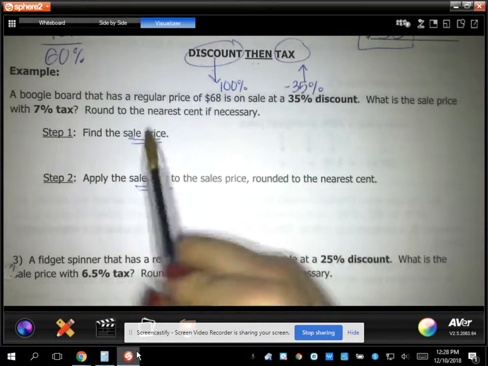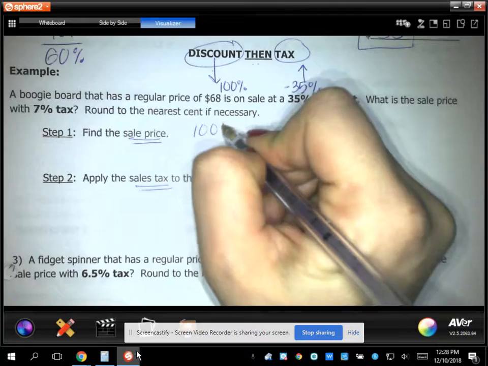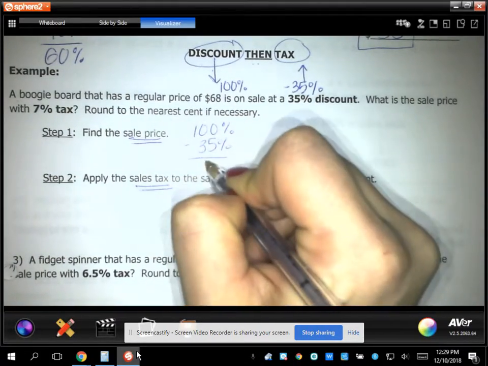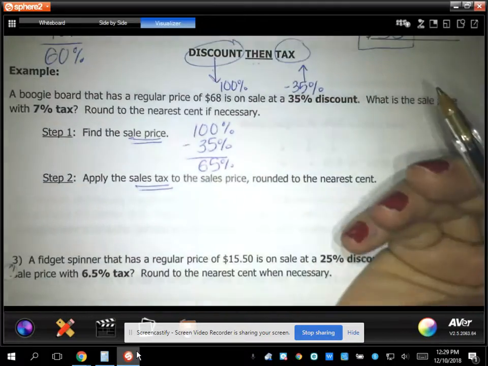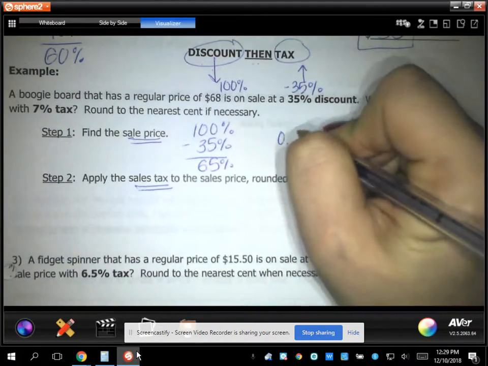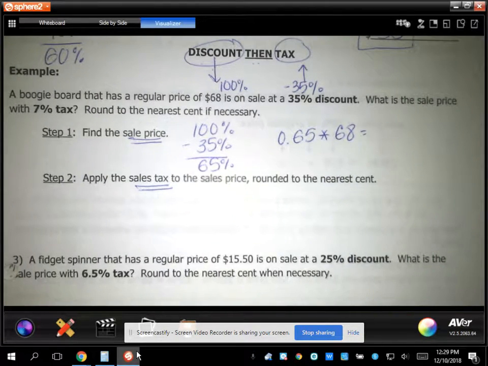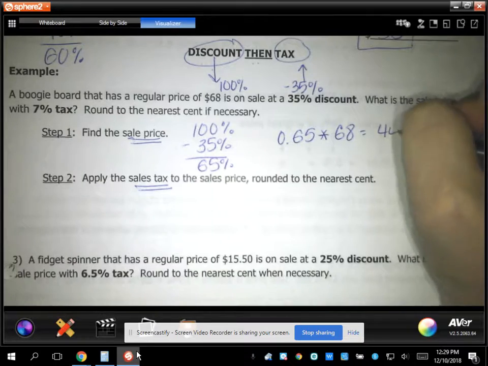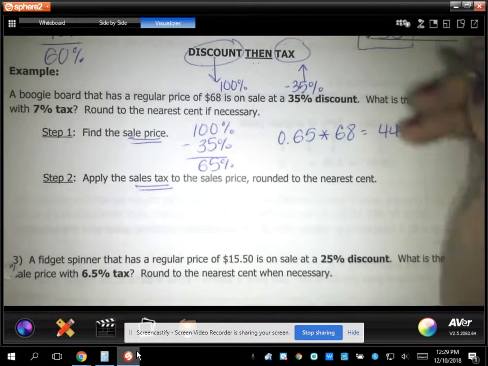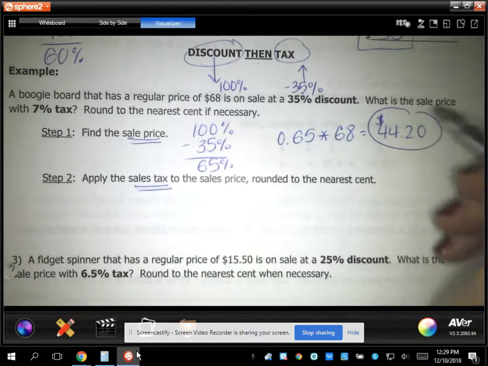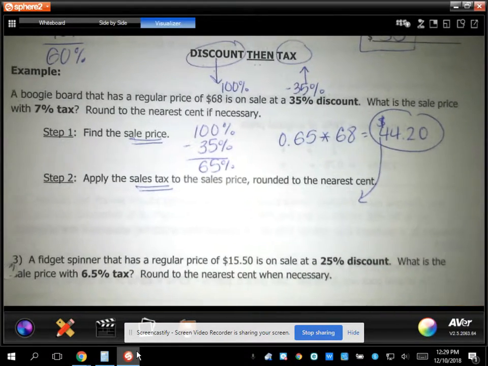So let's start with the sales price. I was going to have to pay 100% of the price, but it is 35% off. So I only need to pay 65% of the price. So I only need to pay 65% of $68. 0.65 times 68. So that means that the sales price is $44.20.